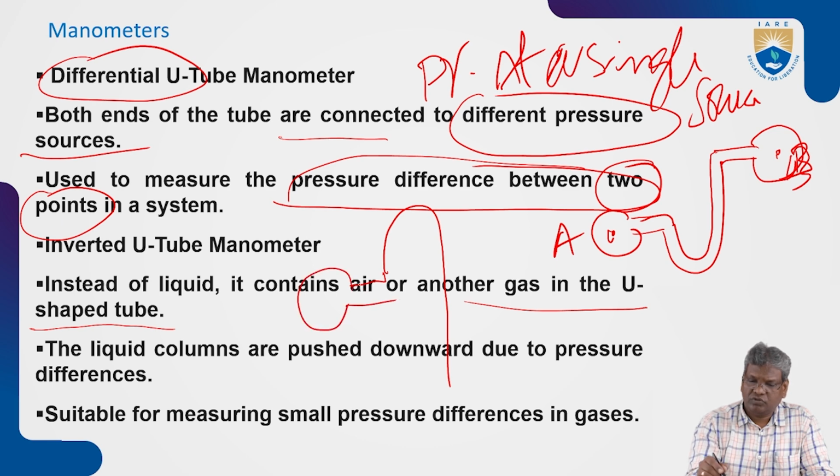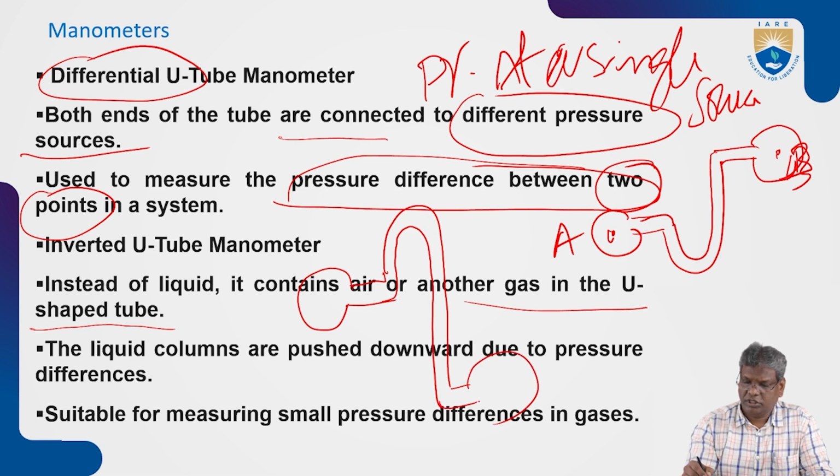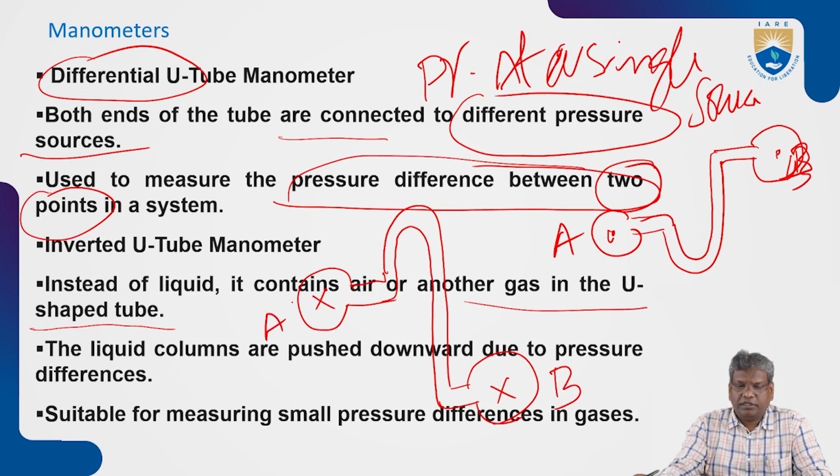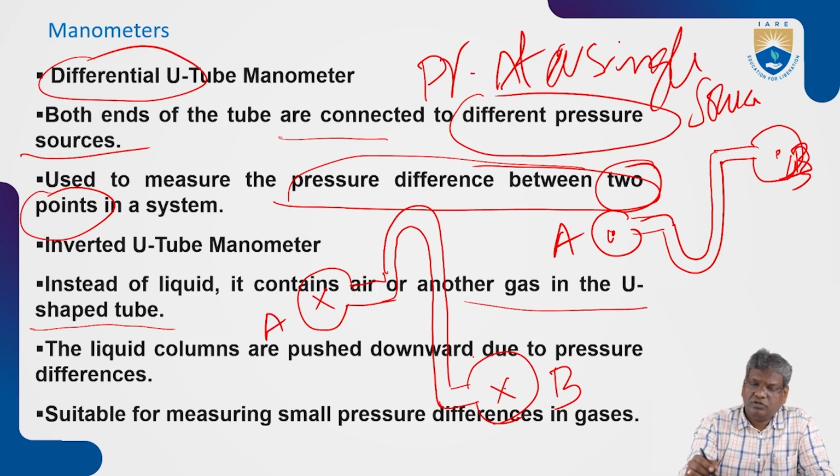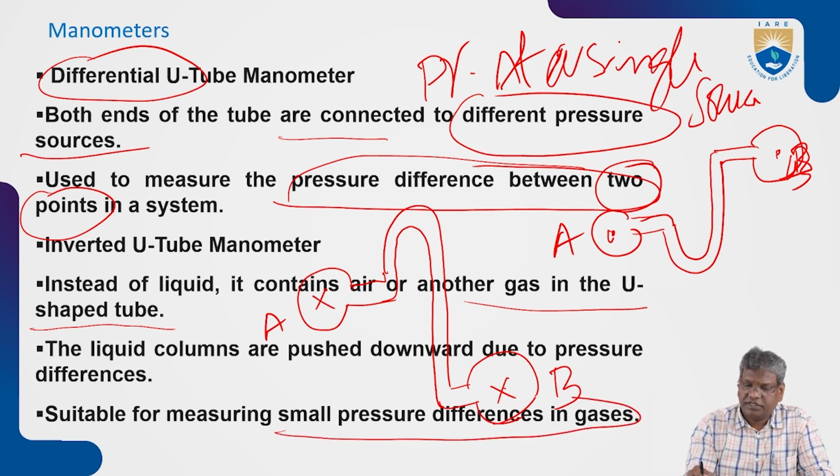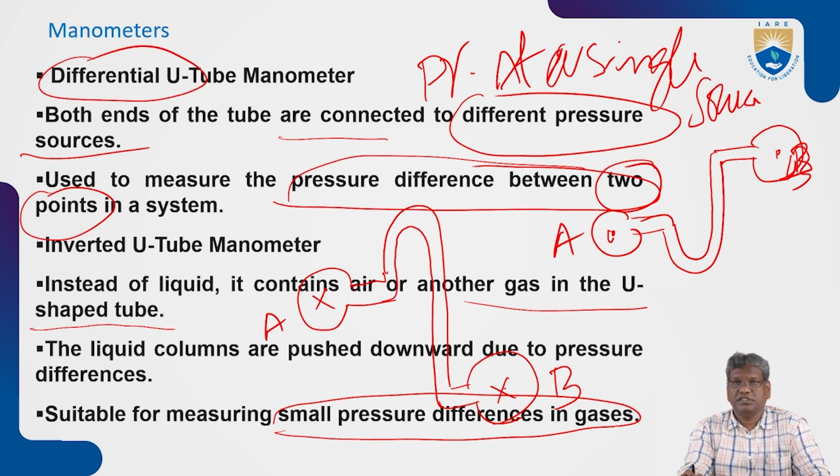Here also there are two pressure sources, like this. This is A, this is B. Inverted U-tube manometers also have two sources, but are suitable for measuring small pressure differences in gases.